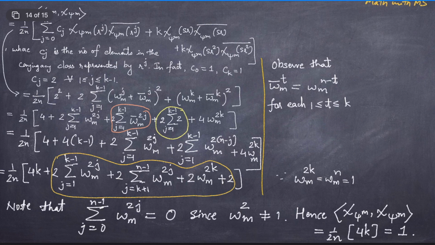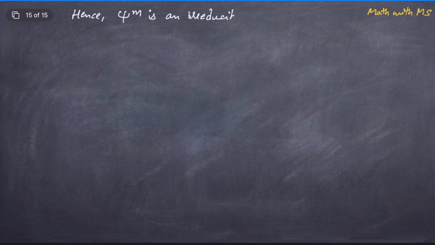This shows that the representation psi m is irreducible, and this happens for each m from 1 to k minus 1. Hence, psi m is an irreducible representation of the dihedral group D2n. Next, we show that all these psi m's are inequivalent.